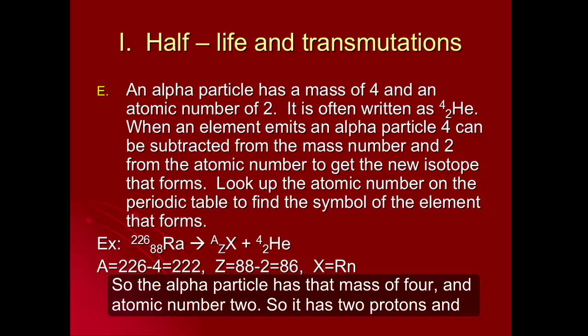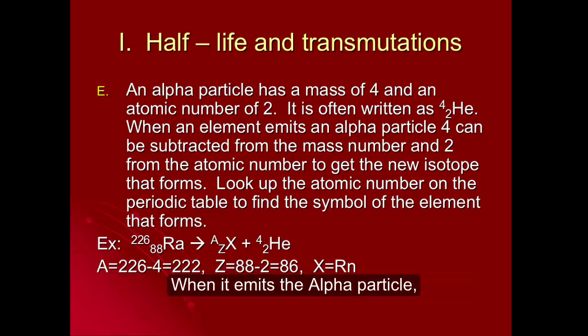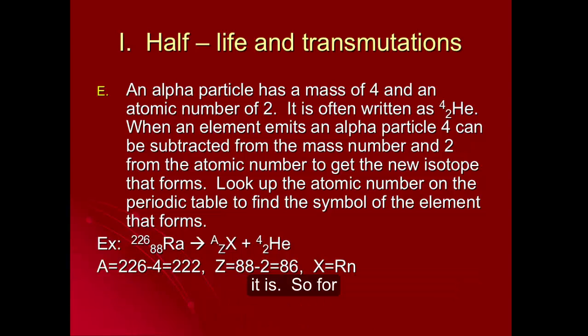So the alpha particle has a mass of 4 and an atomic number of 2. So it has 2 protons and a mass of 4. It's often written as helium-4 because of that. When it emits the alpha particle, you remove 4 from the mass and 2 from the atomic number, and that gives you your new isotope. And you can look up the new isotope on the periodic table, or you can just count over 2 to see what it is.